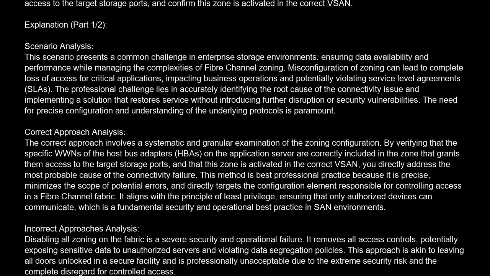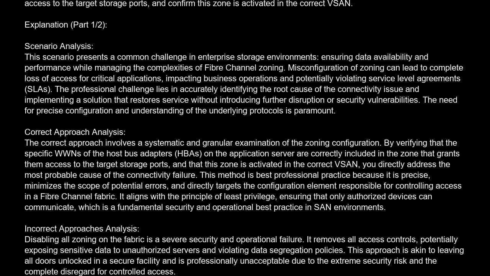Explanation. Scenario analysis. This scenario presents a common challenge in enterprise storage environments, ensuring data availability and performance while managing the complexities of Fibre Channel zoning. Misconfiguration of zoning can lead to complete loss of access for critical applications, impacting business operations and potentially violating service-level agreements, SLAs. The professional challenge lies in accurately identifying the root cause of the connectivity issue and implementing a solution that restores service without introducing further disruption or security vulnerabilities. The need for precise configuration and understanding of the underlying protocols is paramount.